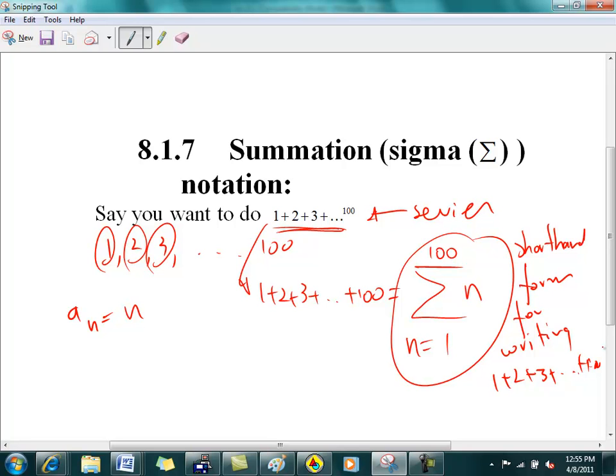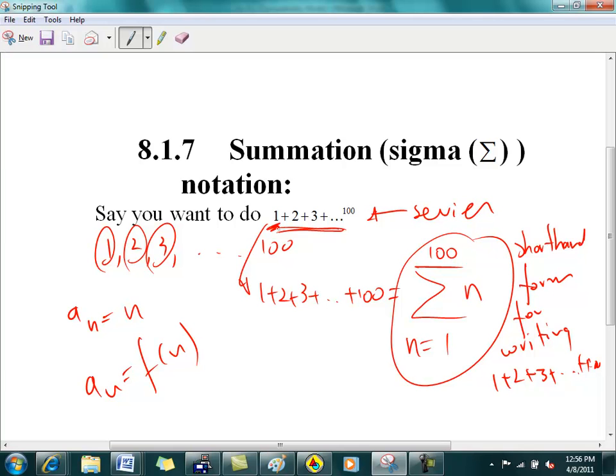Wait, so if n was 2, it'd be 2 to 100? No, n is not the starting point. n is the variable of the sequence. Remember yesterday we learned how to write a sequence in functional form? It's called the index, you will see that in a minute. How do you know the starting point? I give it to you, it's right there. If you had a starting point of 3, then the sequence would be different.